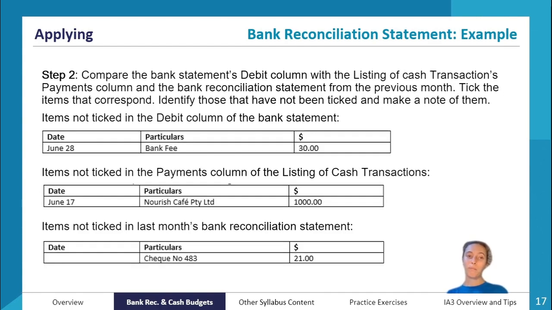Okay, so step 2, this time we're looking at just the same statements, but we're looking at the other columns this time. The bank statement's debit column with the listing of cash transactions payments column. So again, we're dividing this up into the different categories. We've got items not ticked in the debit column of the bank statement, items not ticked in the payments column of the listing of cash transactions, and in this case, we also have another one, which is items that haven't been ticked in last month's bank reconciliation statement for $21 in this case.